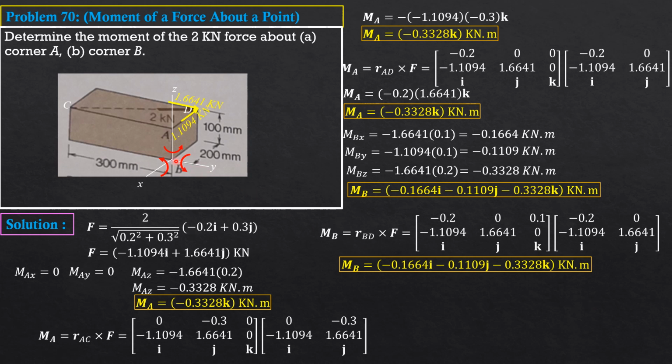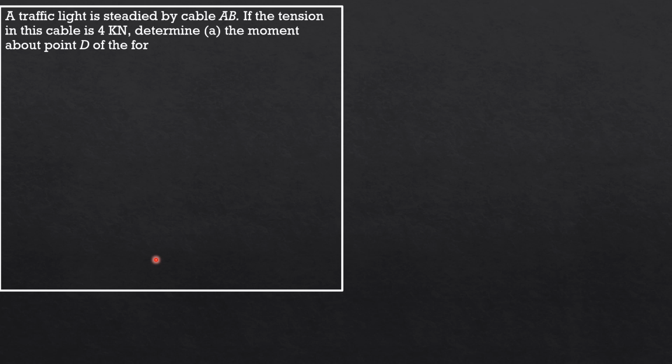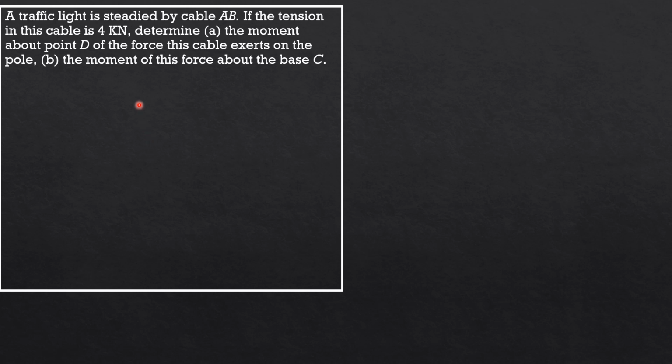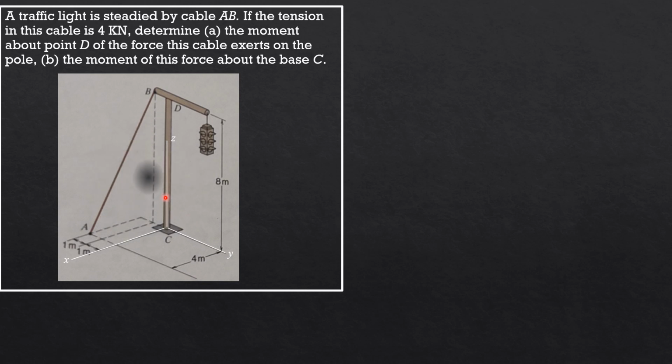The other one, as I said, is MB equals R BC cross F, but I will leave that to you. So for your part, this is your problem. A traffic light is steadied by cable AB. If the tension in this cable is 4 kilonewtons, determine the moment about point D of the force this cable exerts on the pole, and the moment of this force about the base C. I want you to solve this in two ways, scalar and vector approach. For the vector approach, you might be able to present two ways, so present also in two ways and show that these are the answers.